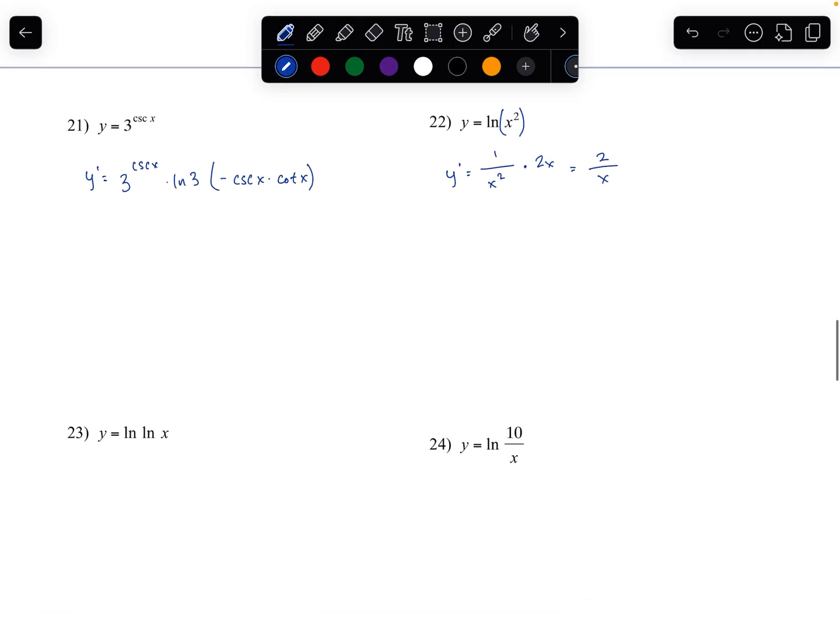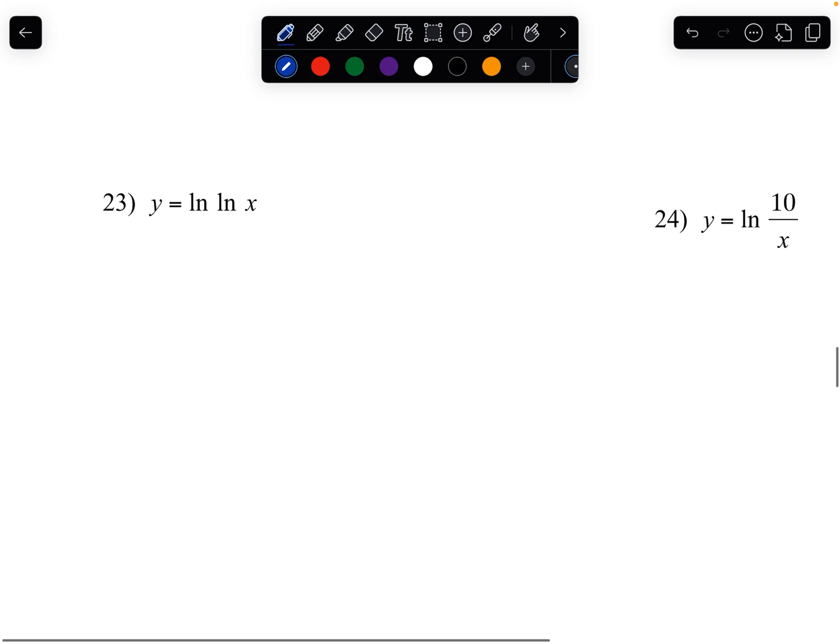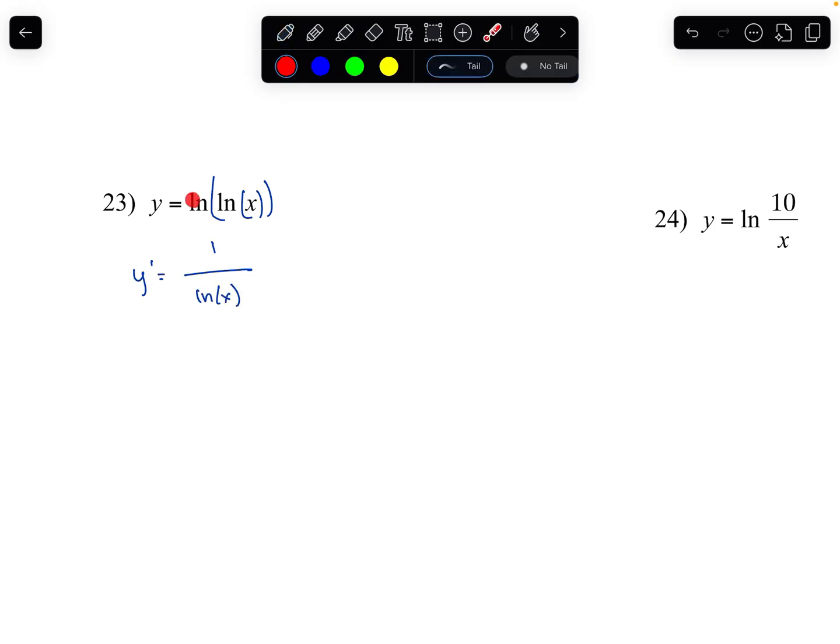Okay. Oh, wow, look at that one. Natural log of the natural log of x. Okay, so y prime is going to be equal to 1 over the natural log of x, since the derivative of the outside part would be 1 over natural log of x. Now we're going to have to multiply by the derivative of the natural log of x, which is 1 over x. So I guess you can write that as 1 over x, natural log of x. Okay.